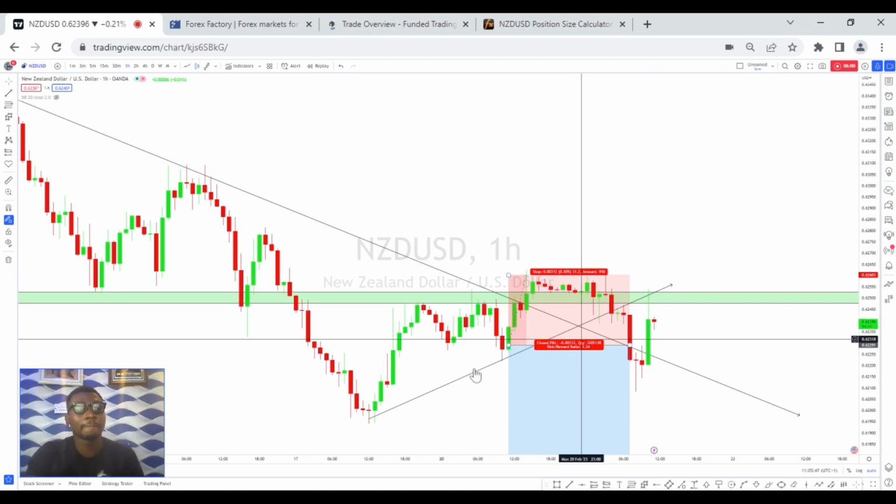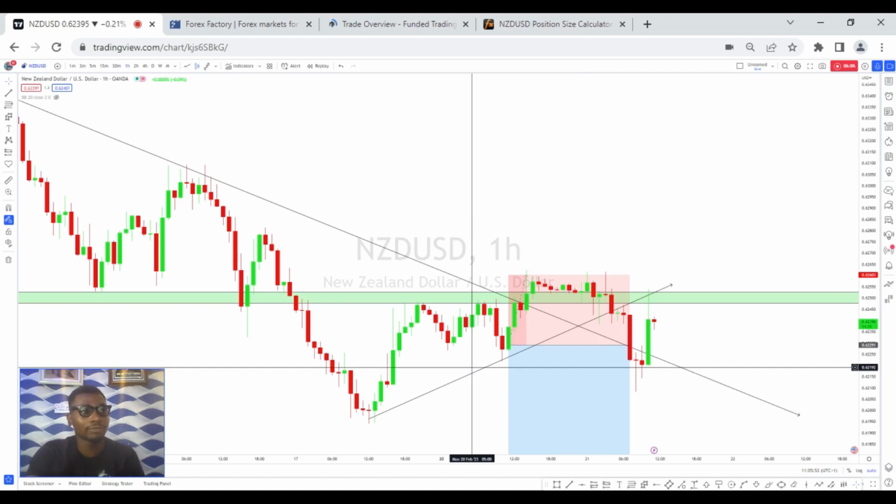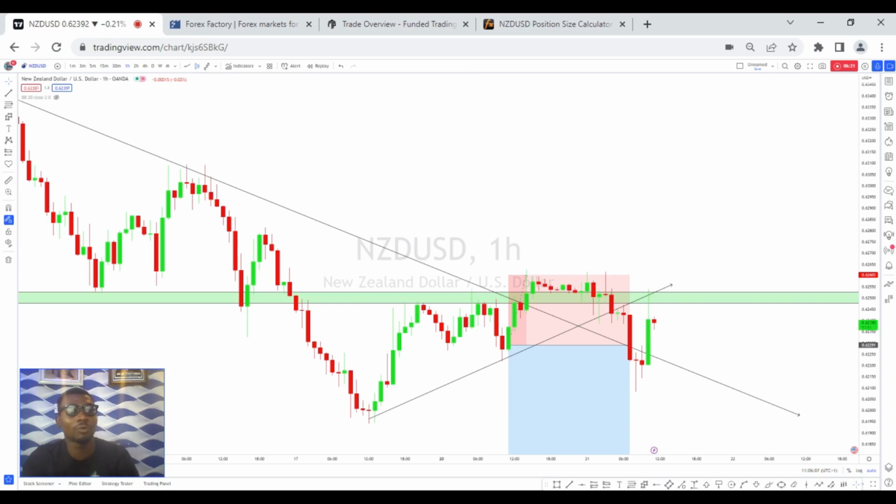So for me, I spotted out one of the reasons why I lost on this trade was patience. I wasn't patient. I just saw the entry. I said, okay, this confirmation is right, and I decided to enter. I didn't go down to the lower time frame to actually spot out what the market was doing at that point in time that I took this trade.